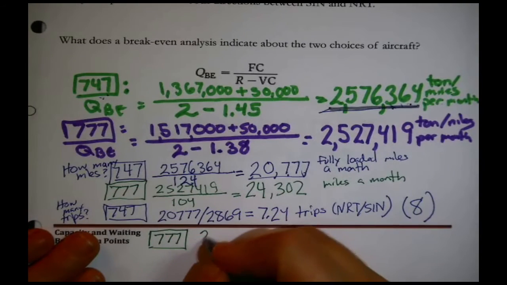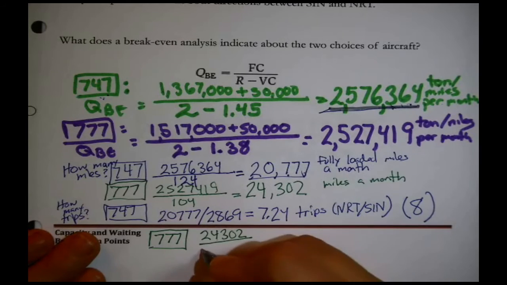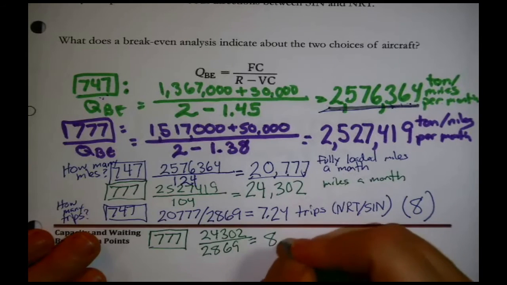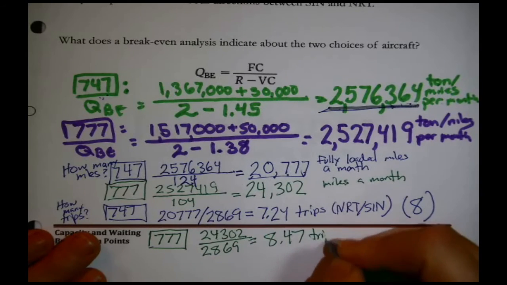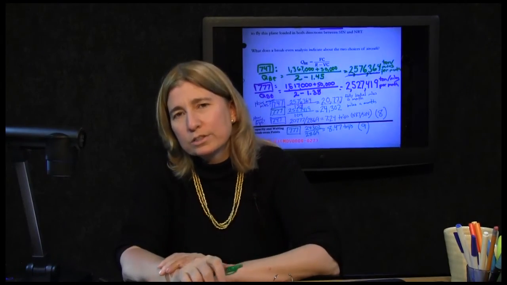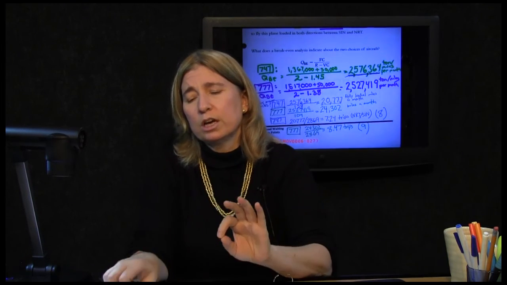As opposed to that, follow up with the 777. It needs to fly 24,302 miles a month to break even. The trip length is 2,869. So I'm just curious: 8.47 trips a month, or, well, you're not going to go on a fractional number of trips. So there we see it again: even though the straight result of the formula indicated the 777 had a lower break-even point, because of its capacity, you're going to have to fly it on one more trip a month between these two particular airports in order to break even on it.